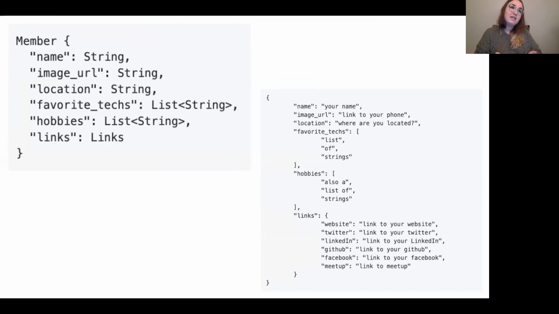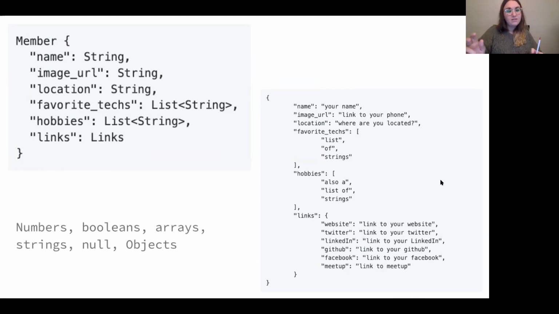I said that at the end of the day, we're going to have a whole list of members. It will look a lot like these hobbies, where it's in square braces. If I want more than one member, I'll add a comma and put another member below it. Then those two members will be wrapped inside of square braces to denote that it's a list.